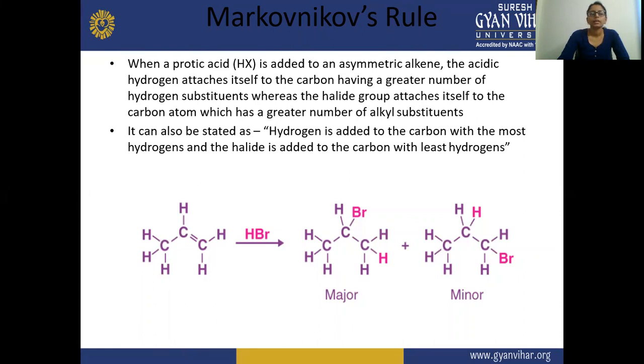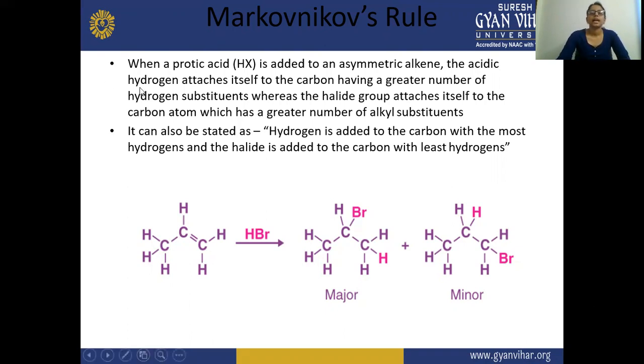The halide will attach to the carbon atom which has the greater number of alkyl substituents. Here the alkyl substituent is your CH3, so this carbon has more alkyl substituents and fewer hydrogens. So the Markovnikov rule tells us that when the protic acid adds, the acidic hydrogen, your proton, attaches to the carbon which has the greater number of hydrogen substituents, whereas the halide group attaches to the carbon atom which has the greater number of alkyl substituents, as well as the smaller number of hydrogen atoms.